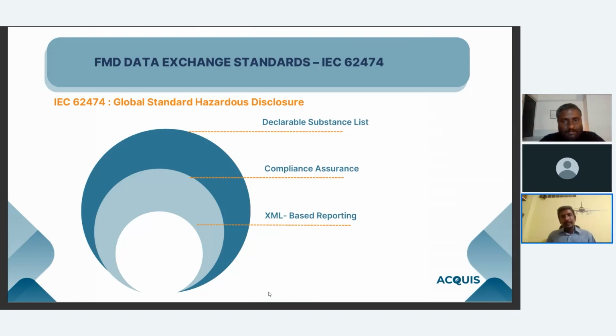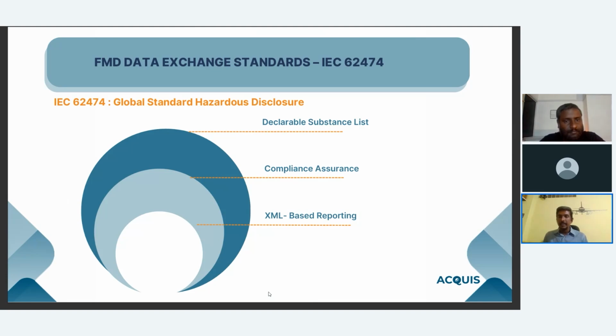Okay. IEC is basically like the simple class F, or you saw class C in IPC 1752, or class F in IPC 1754. IEC was built by the International Electrotechnical Commission, right? So they also maintain a declarable substance list, which is a combination of different regulations.